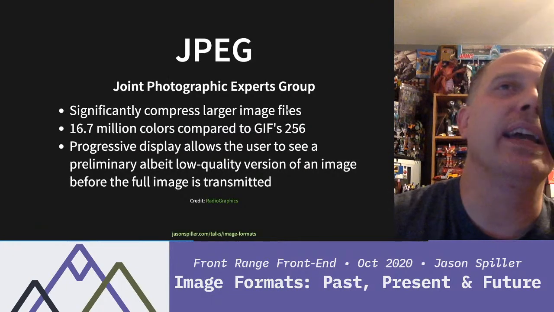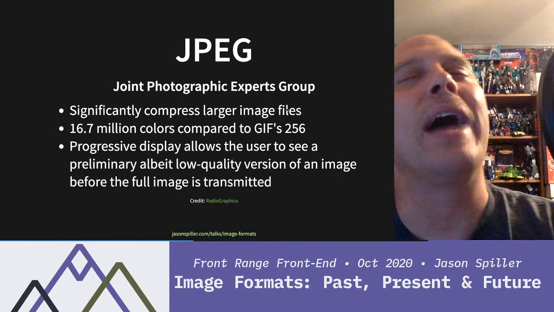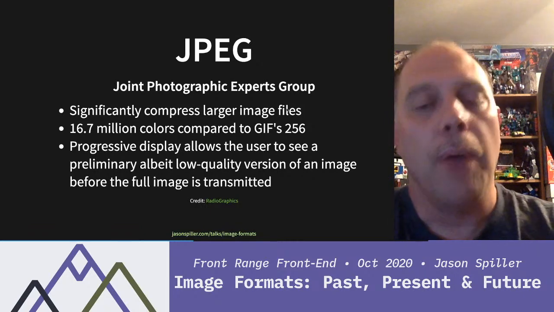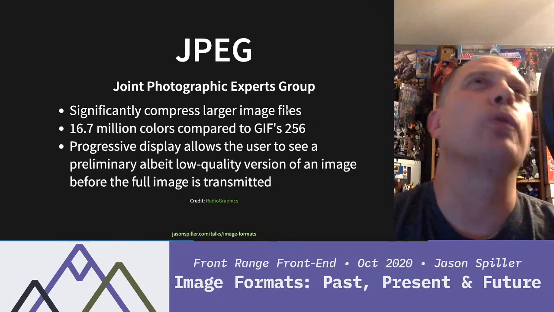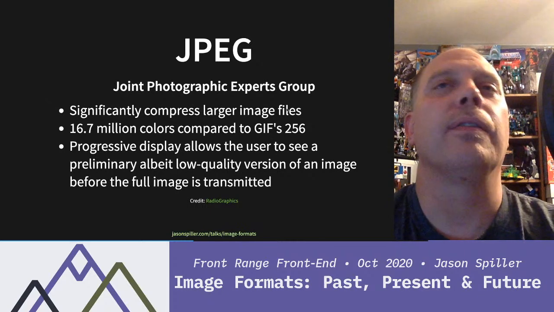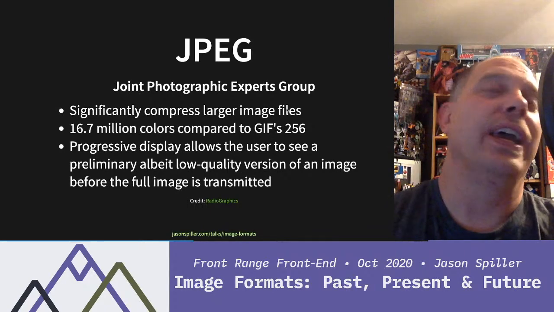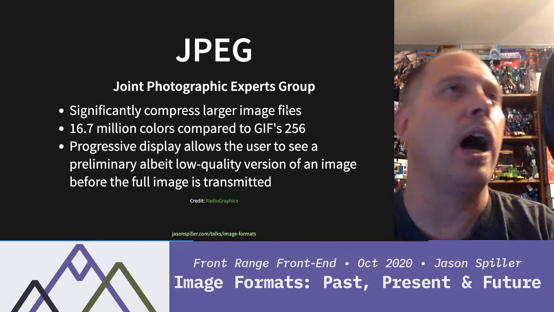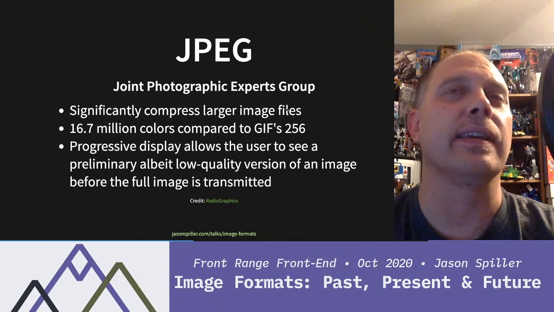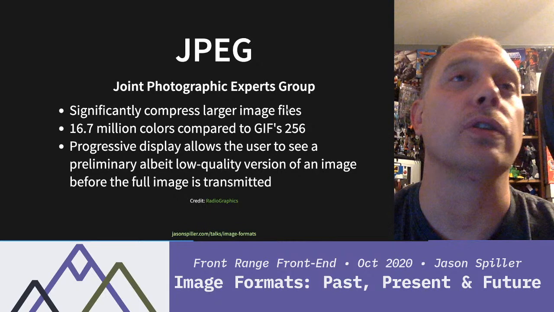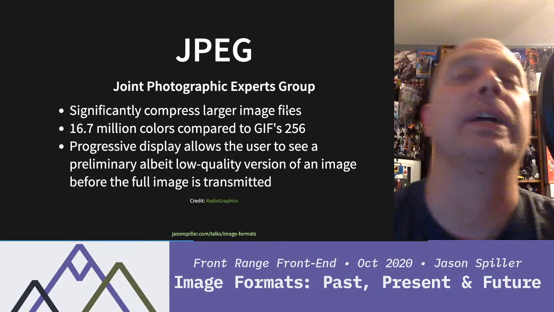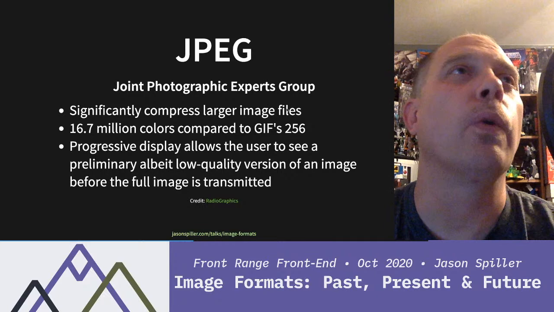Next up, a JPEG, Joint Photographic Experts Group format. This significantly compressed larger images. It allowed multiple level options for compressing an image. Most familiar to me is Photoshop. You could choose anywhere from 10 to 100, and even 100, that would be the highest quality image, would compress images considerably. Best thing here is 16.7 million colors compared to GIF's 256, so a full 24-bit color depth.